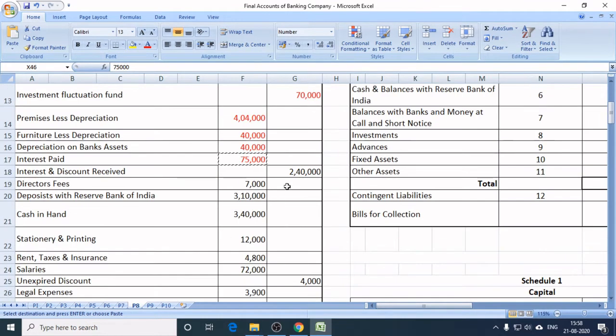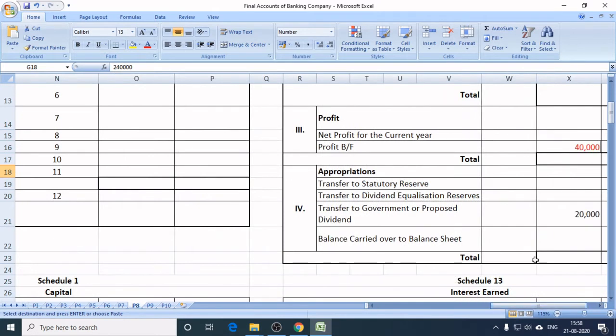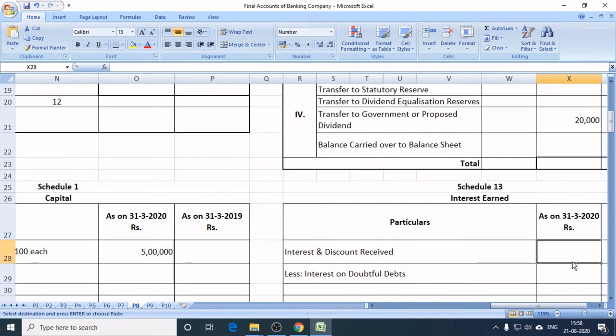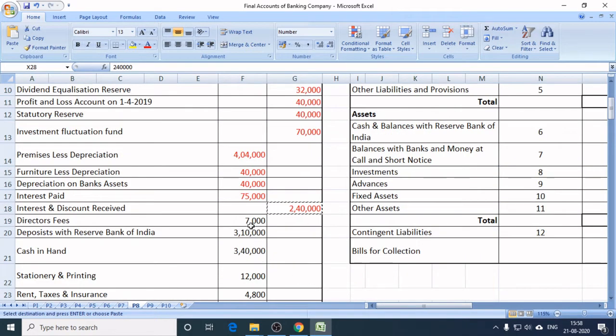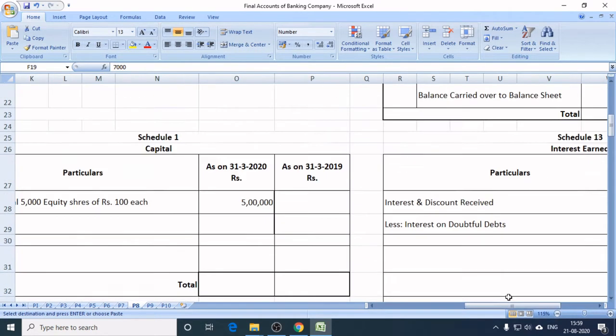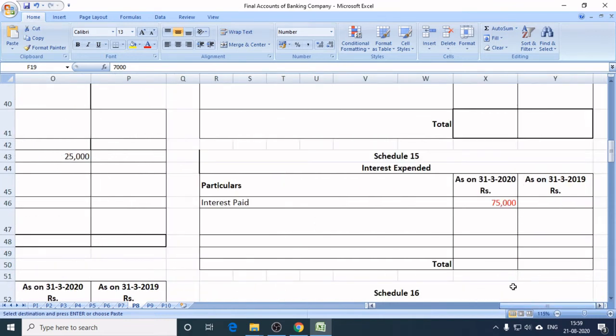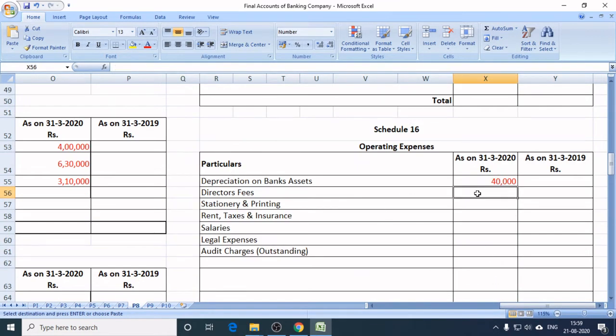Next particular in the problem is interest and discount received. So it is bank's income, it has a credit balance. Being a credit balance, we can say that it is bank's income, and we have to show it under schedule number 13, interest earned. Next is director fees. Now it has a debit balance and it is bank's expense, and for recording expenses other than interest paid we have schedule number 16, so it will go under schedule number 16. So let's show it under schedule number 16, director fees.